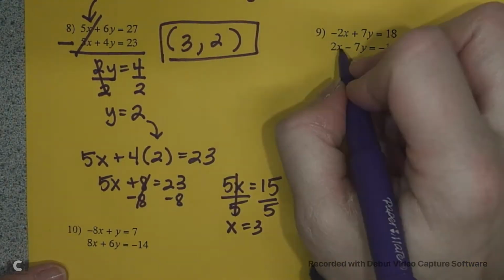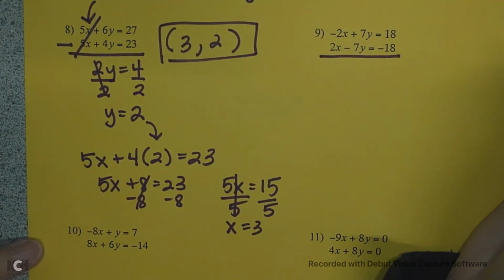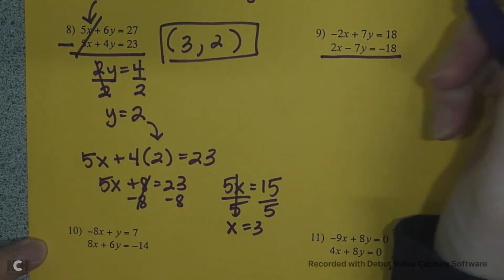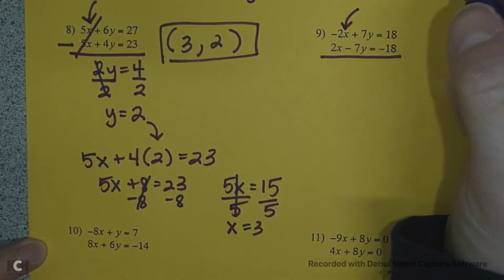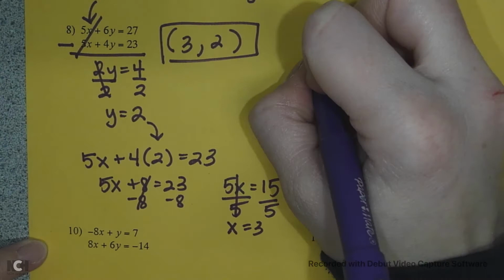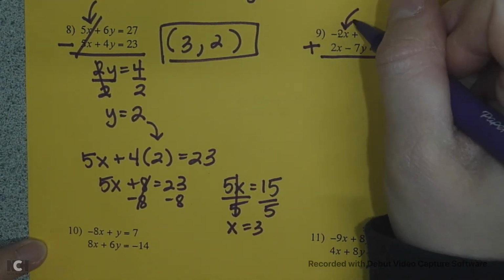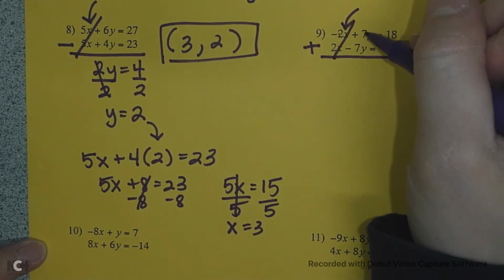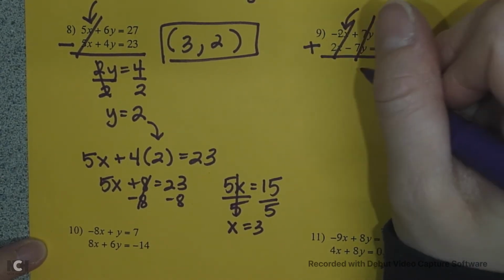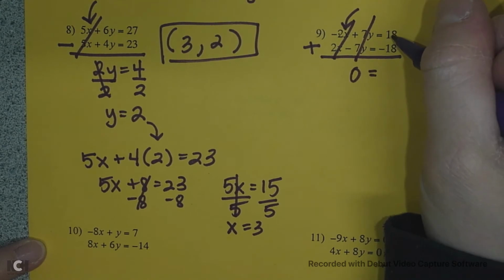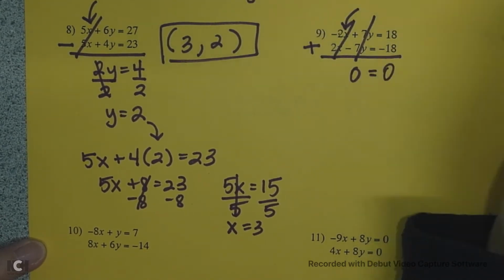Number 9, we want the same number and the same letter to start. Again, we have the same for each, so let's just go with our x's. I have opposite signs, so we want to add. Remember, same sign subtract. -2 plus 2 is eliminated, makes 0. 7 plus -7 is eliminated, so I've got 0 over here. 18 plus -18 is also 0.